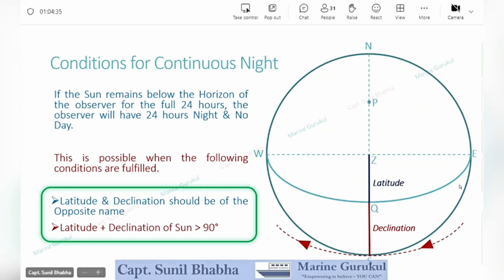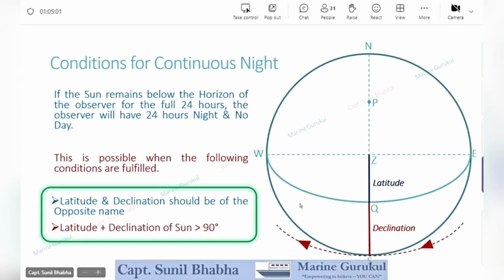Sir, go ahead, beta. This is the vice versa condition of circumpolar body, correct, sir? Say again. This is just opposite to the circumpolar condition. Yes, that's right, beta. That's exactly right. In circumpolar, Lat and Dec are of the same name. In this, Lat and Dec are of the opposite name. That is the only difference. So it's basically, you can say, opposite to circumpolar.